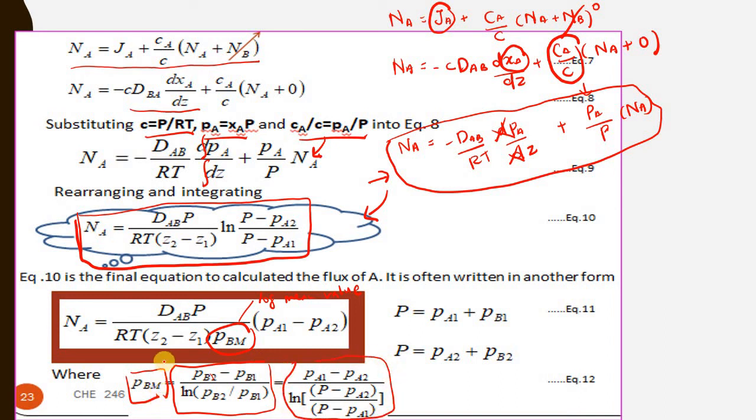So when you have PB, you insert into this equation. If you have the partial pressure of A1 and partial pressure of A2, you can use this equation. If not, you can always use this equation. It depends on the information available. The total pressure is equal to PA1 plus PB1, and also equal to PA2 plus PB2. So this will be the final equation.